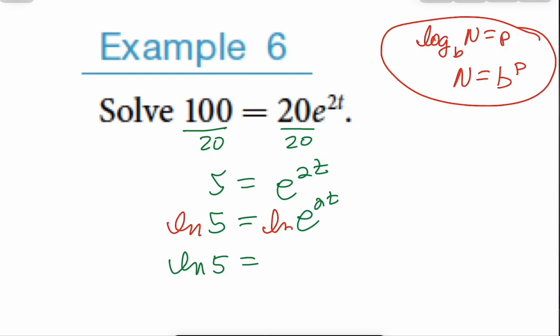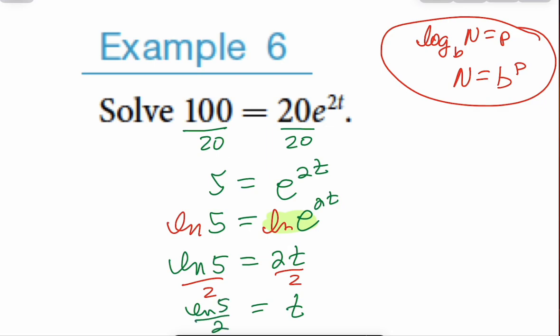This, we learned last week, the natural log and the e are opposites. They cancel each other out. That's just equal to 2t. So now we know how to solve for t. If t is multiplied by 2, in the past, we would just divide both sides by 2. Same thing happens here. We're going to divide by 2. And we get that t is equal to the natural log of 5 divided by 2.